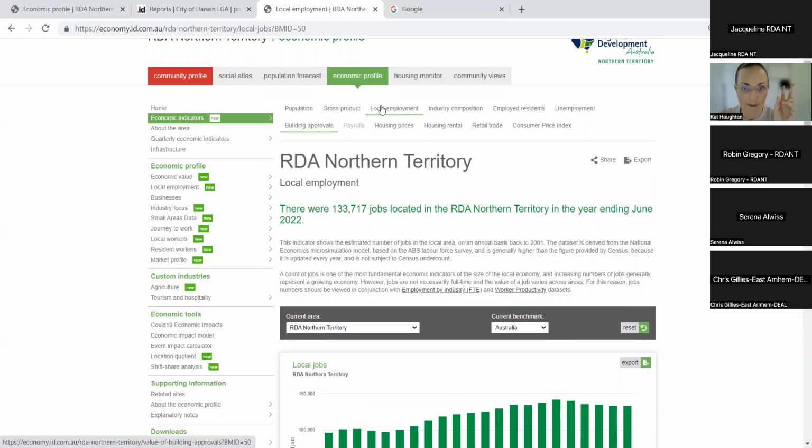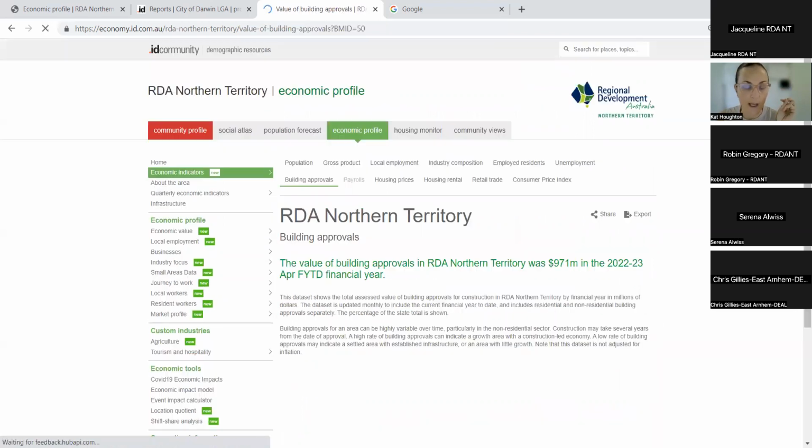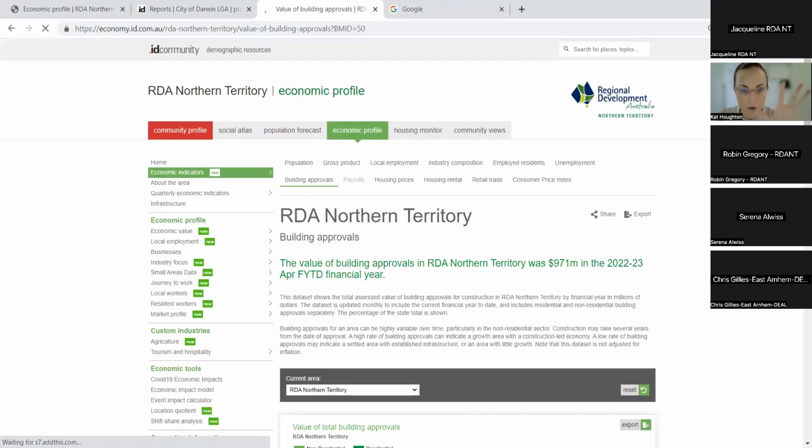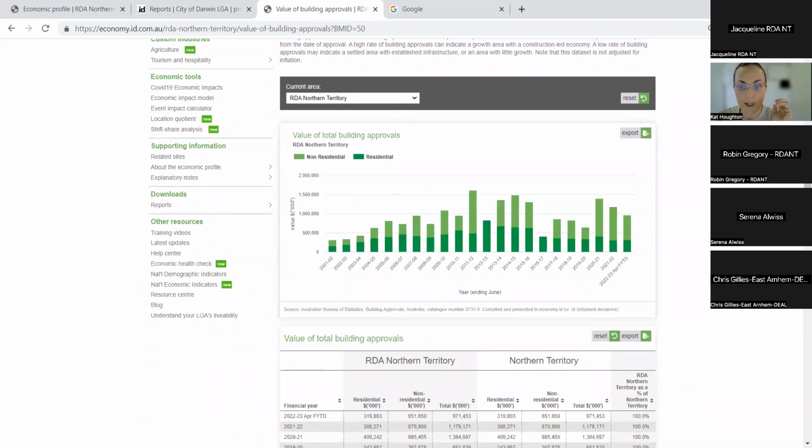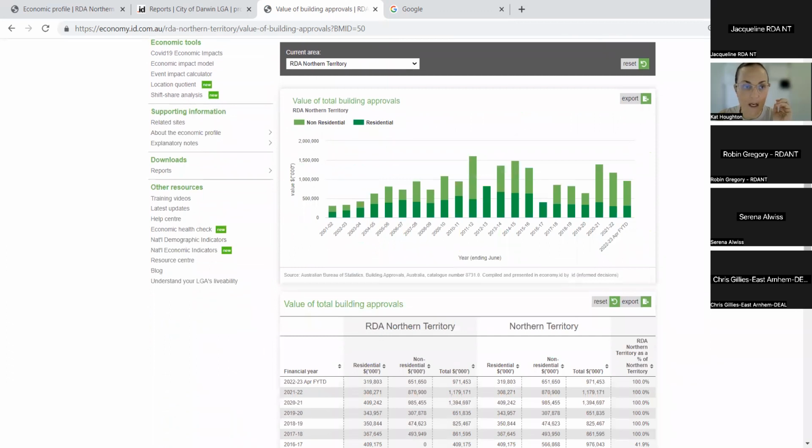So every year, that's the first place we start. So when we get our new data, when I trawl through the sites of all of the clients, that's the first place we start. Then we come to building approvals, because building approvals gives us a bit of a hint of what perhaps might be coming into the future. And we can see here the light green is our non-residential. So that can be things like roads, commercial premises, it can be hospitals, schools, but it's employment creating.